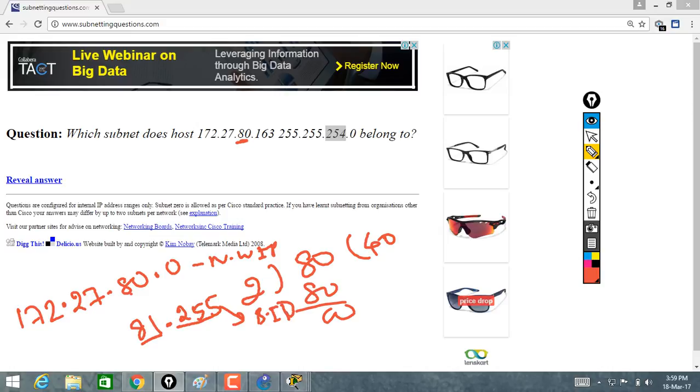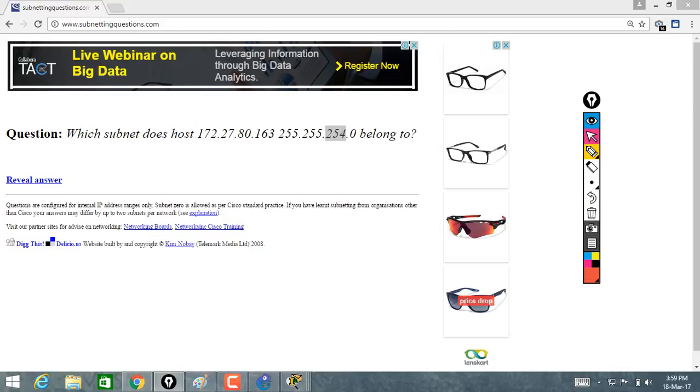So which subnet does the host fall in? It is definitely falling in 172.27.80.0. Let me check the answer, if I am right or wrong. It falls in 172.27.80.0. Let's take some other question.